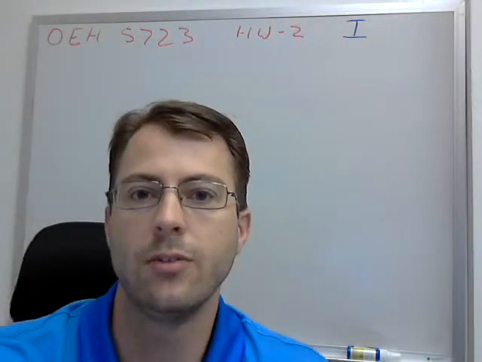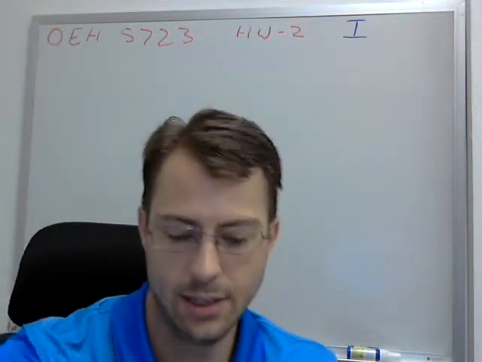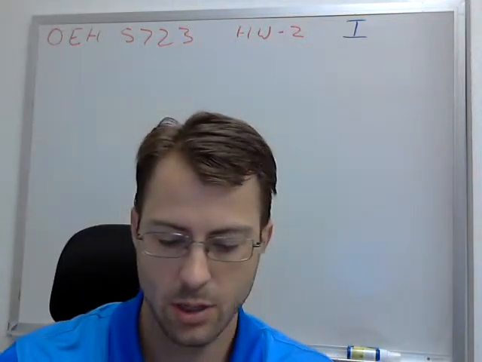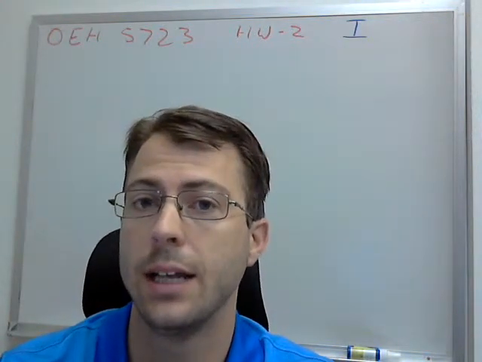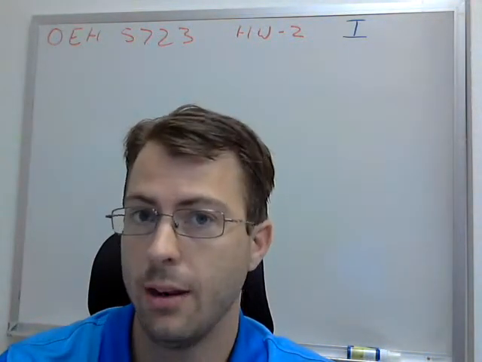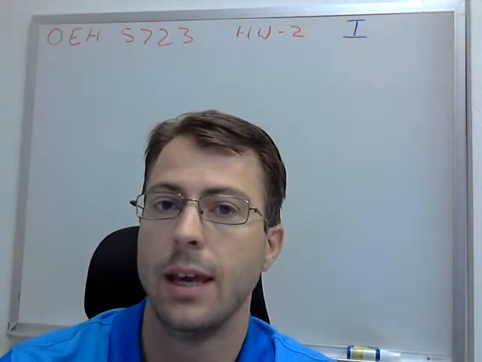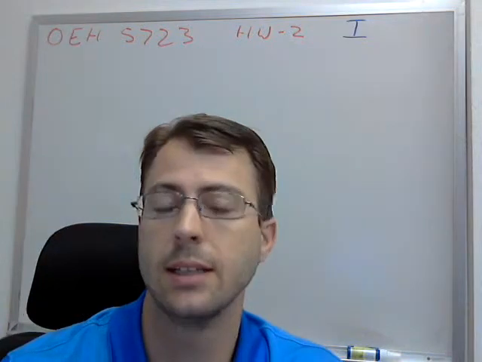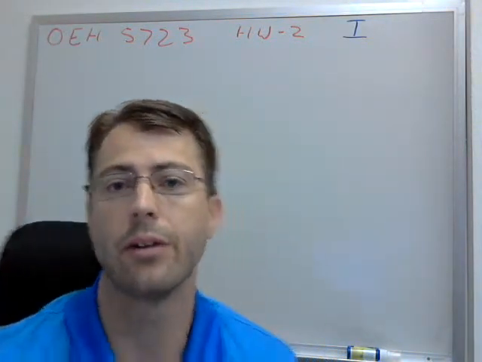Alright, this is OEH 5723, homework 2, problem I. And in this problem, we are told that we need to be able to detect methyl isocyanate in air at 0.02 ppm. And we have a lab selected, and the lab has a limit of quantification of 0.07 micrograms.